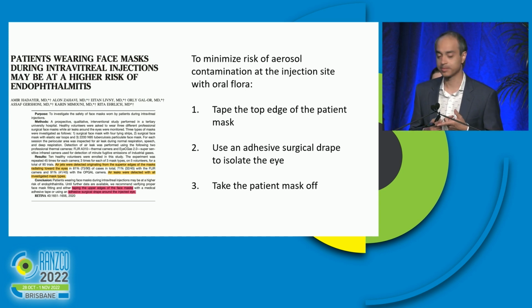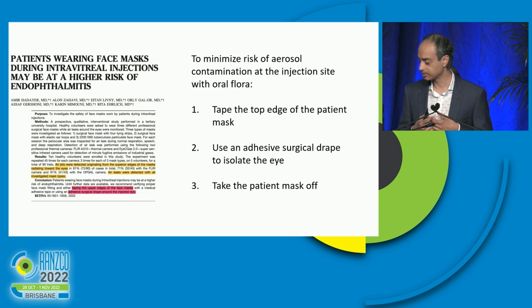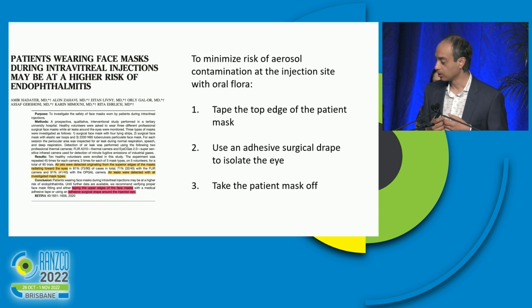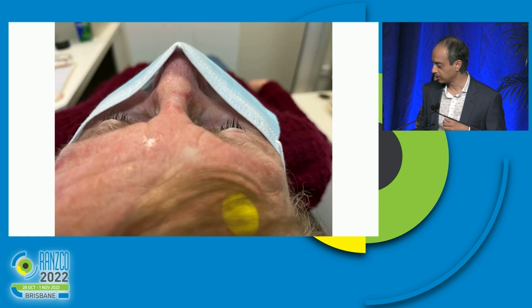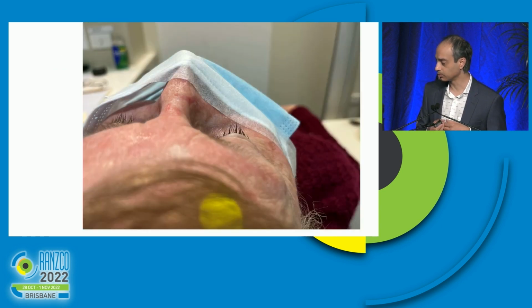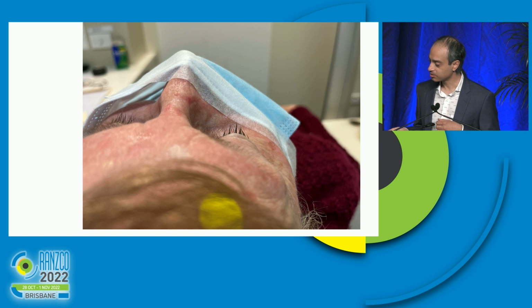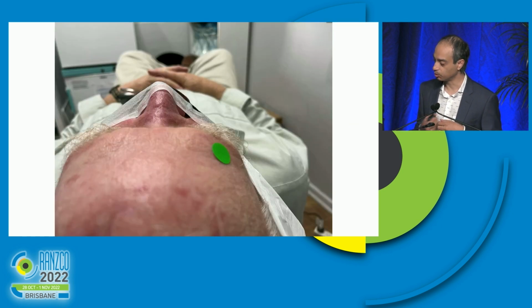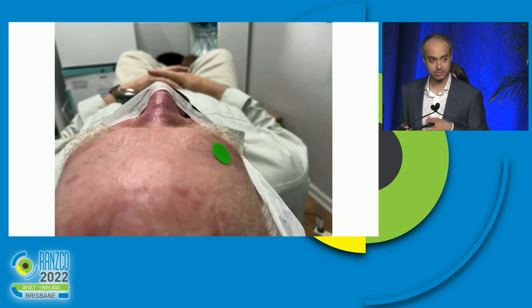We can tape the top edge of the mask. We can use an adhesive surgical drape. I know many of us have stopped using drapes, but that could be an option here. Or you could simply take the patient's mask off. This is an example of a patient wearing a face mask, and you can see there's quite a decent gap there. You can, in some cases, achieve a reasonable seal with tape. Other times, even with taping, a small gap can remain. So that is something to think about.